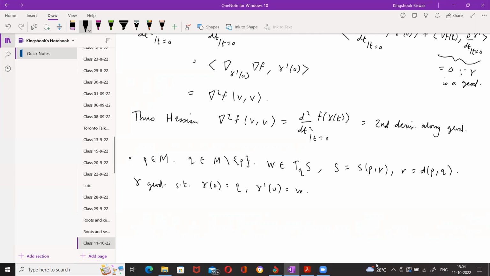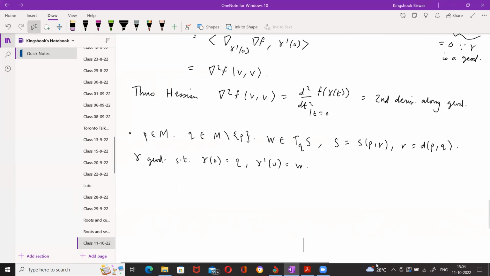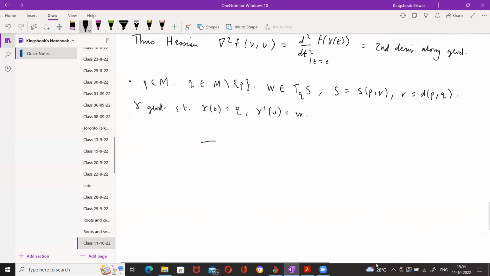All right. So what is the picture? I have this geodesic sphere. I'm taking a tangent vector W and a geodesic. Well, okay, so it's a bad picture. This is W, and this is a geodesic, gamma. Okay, this is the point Q. This is P.